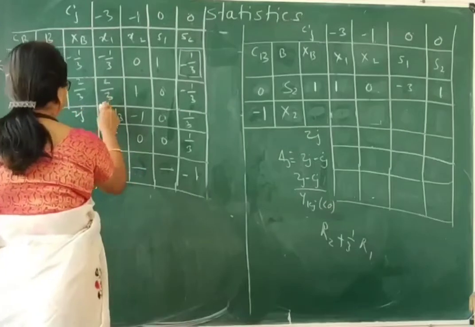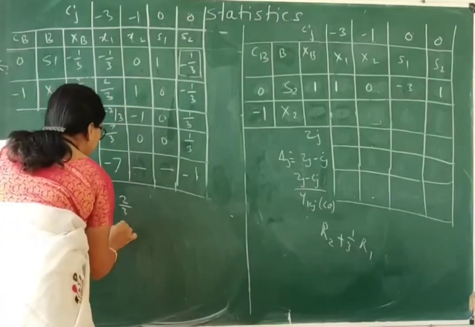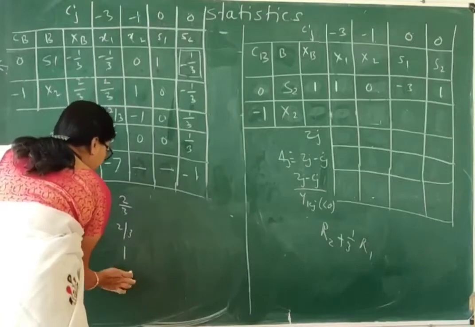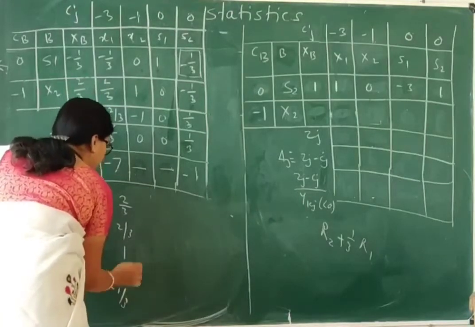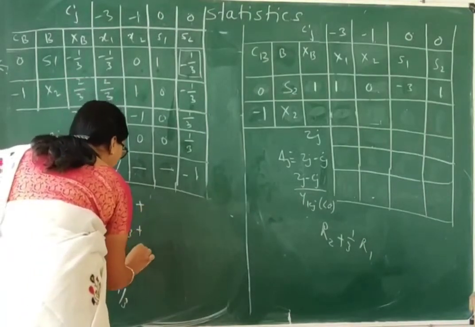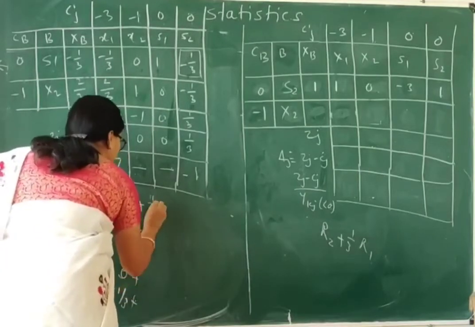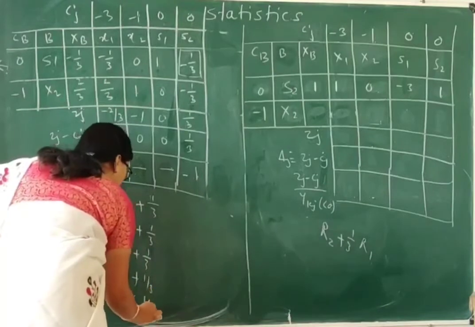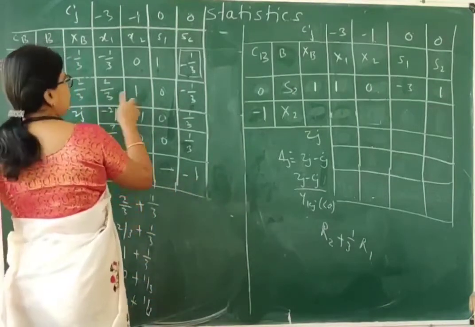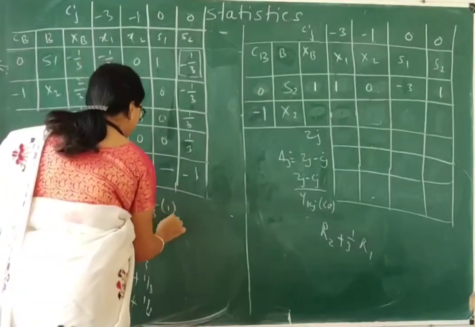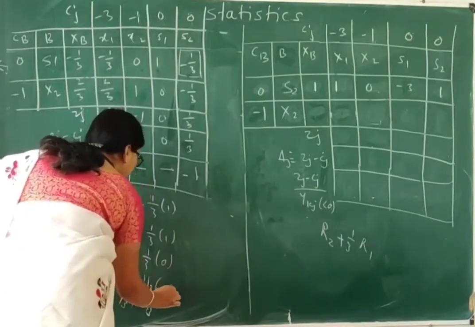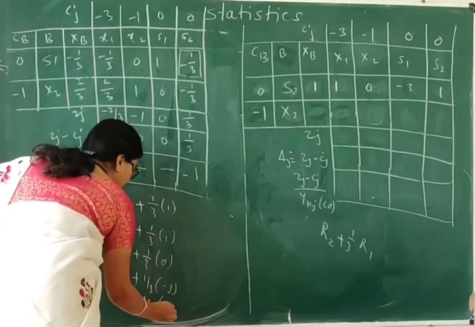So we can write these values. So 2 by 3, next is again 2 by 3, then 1, then 0, and I have minus 1 by 3. Then I can add 1 by 3 with the multiplication of R1. So multiplication of R1 means these values: 1, 1, 0, then minus 3 and 1.